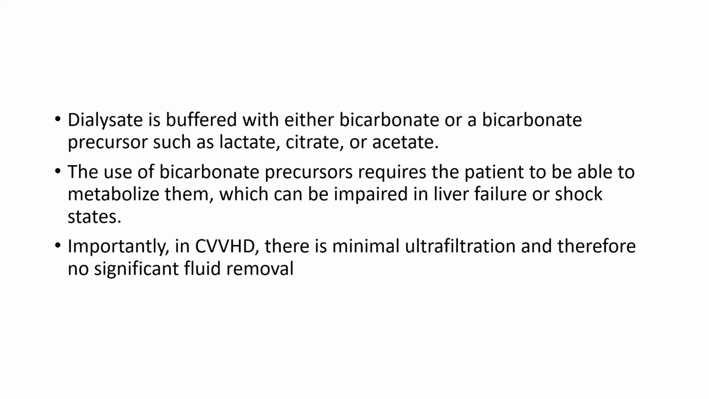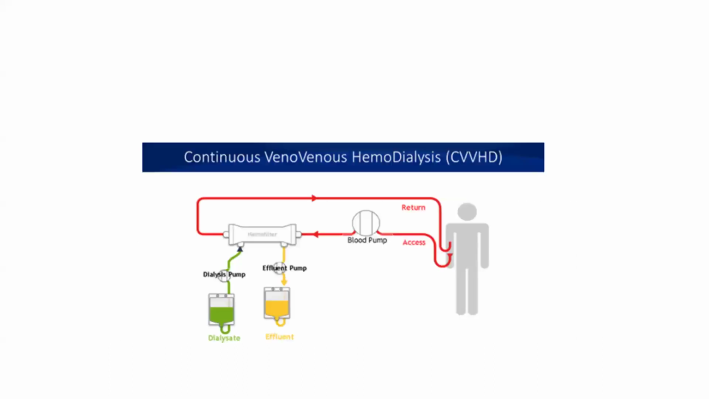Dialysate is buffered with either bicarbonate or bicarbonate precursors such as lactate, citrate, or acetate. The use of bicarbonate precursors requires the patient to be able to metabolize them, which can be impaired in liver failure or shock status. Importantly, in CVVHD, there is minimal ultrafiltration and therefore no significant fluid removal. This is the diagrammatic representation of continuous venovenous hemodialysis.